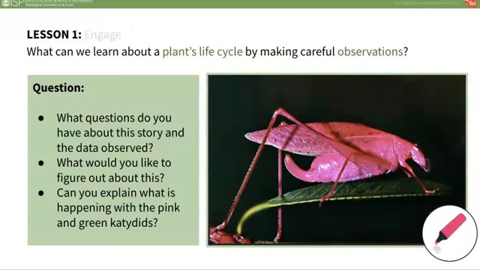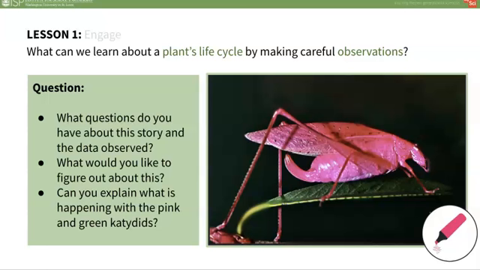In the engage portion of this lesson, students will be introduced to the unit phenomenon, the case study of pink katydids, found on teacher page 2. After reading, ask students, what questions do you have about this story and the data observed? What would you like to figure out about this? Can you explain what is happening with the pink and green katydids? Chart student questions, but do not answer them at this time. Students will track what they have figured out over the course of the unit.